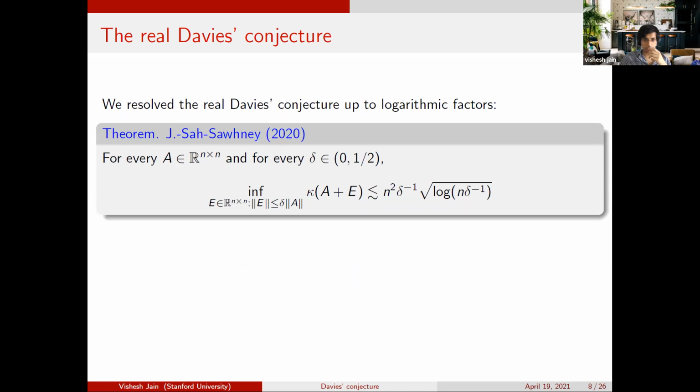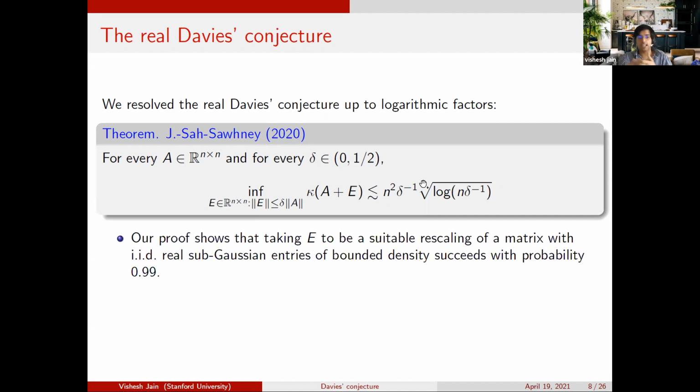And basically, what we did with Ashwin and Mehtab is, we were able to resolve this Davies conjecture up to some logarithmic factors. So the conjecture was that the rate should be 1 over delta, and we got 1 over delta times root log 1 over delta. And as with the Banks et al. result, the idea is that this is a probabilistic result, right?